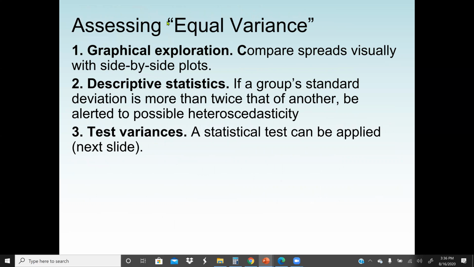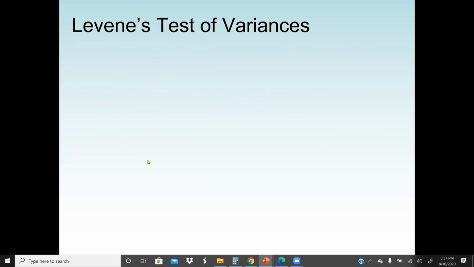So here we say the equal variance. For graphical exploration, we compare the spread visually with a side-by-side plot. Then we do our descriptive statistics: if a group standard deviation is more than twice the other, be alerted to a possible heteroscedasticity problem. And then the last step is to test the variances. Here we can apply a statistical test, and we have the Levene test of variances.